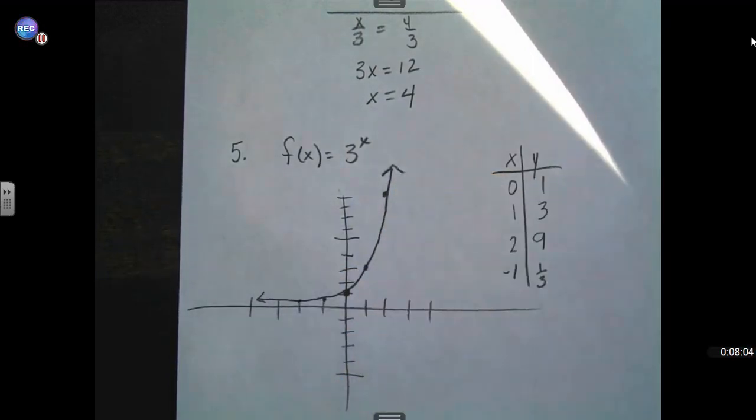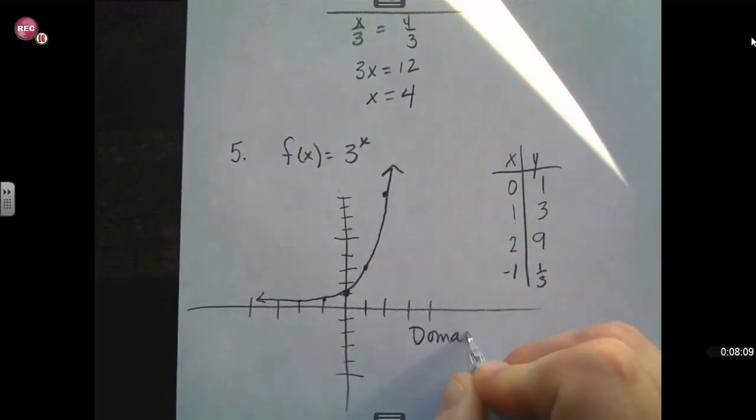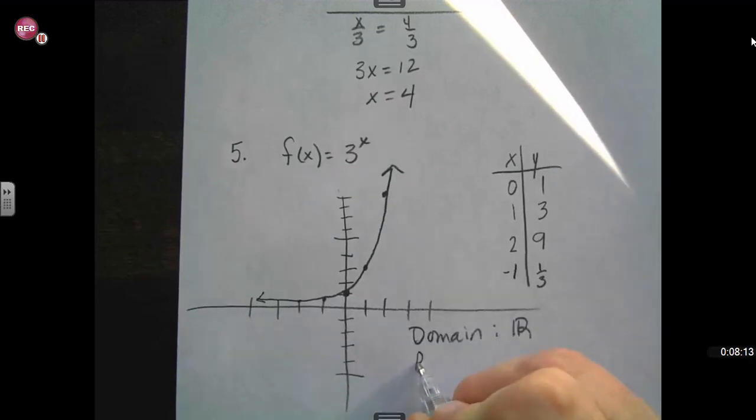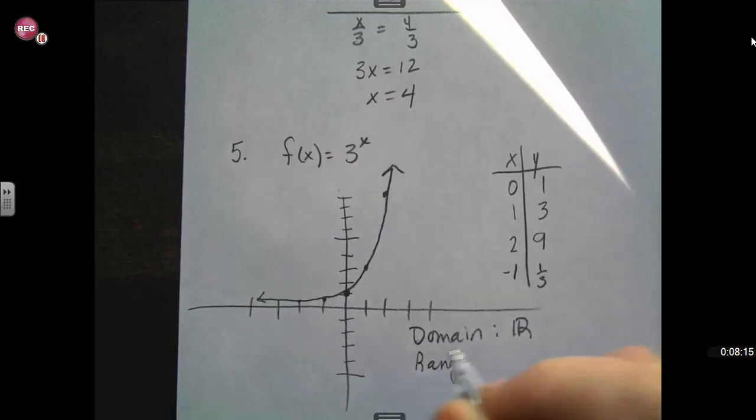And there we go. The domain, there's no restriction on x. The domain is all real numbers. The range, y is never going to have anything down here. So y is greater than 0.